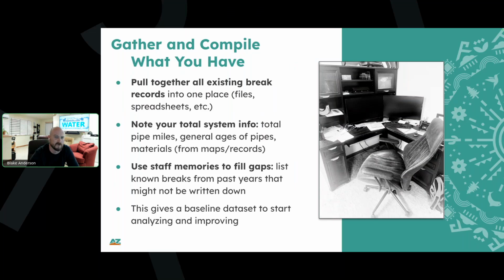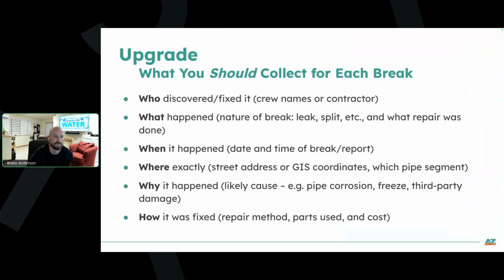And so if you don't have that information available, you might be able to go to your county records and pull subdivision information, because most utilities are built a subdivision at a time, and that'll give you a rough idea of age if you haven't had any replacements since it was originally installed. And then don't hesitate to use your crew's memory in a meeting. You can ask, hey, do you remember any breaks we had on the west side over the past 5 years? And you might be able to capture some incidents that never got written down. And what you end up with is this baseline data set that might not be perfect, but at least it's something that you can analyze and then start building off of.